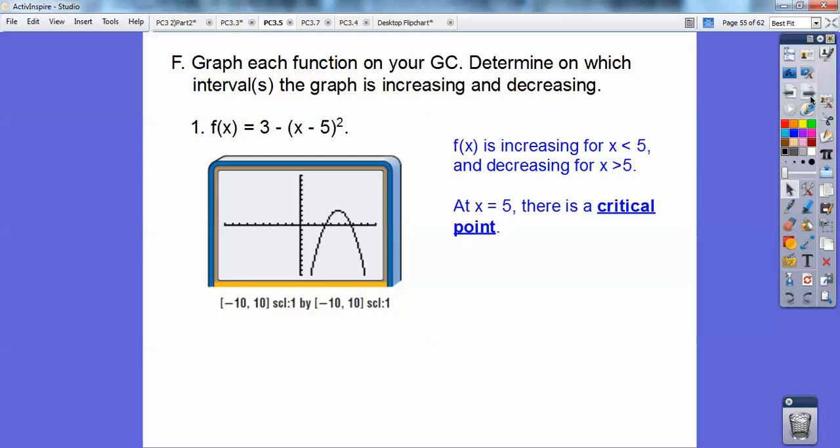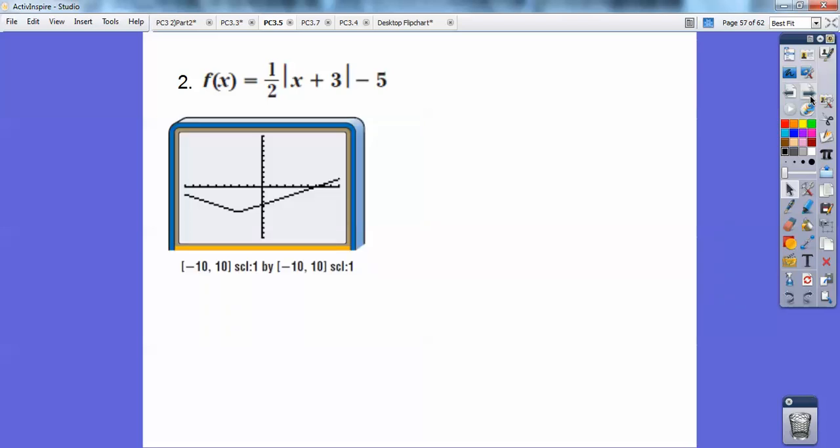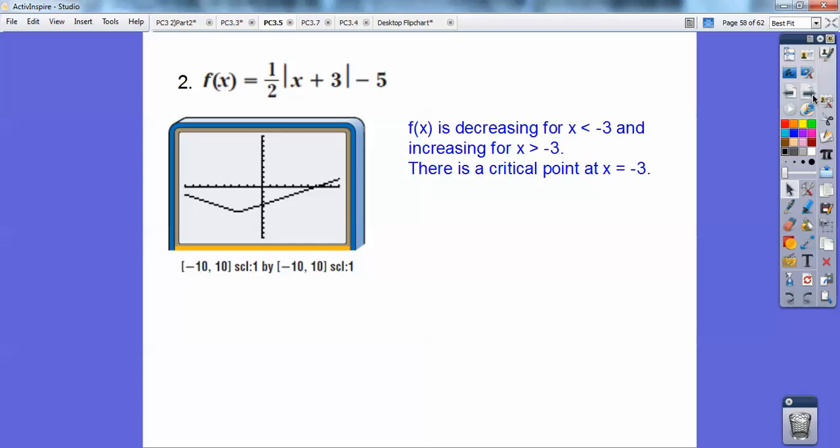So x equals 5 is called a critical point. That's when it changes from increasing to decreasing. What about this one? Plug that in your calculator, and you should get a graph that looks like that. Over here, it's decreasing when x is less than negative 3, and it's increasing when x is greater than negative 3, so negative 3 is a critical point.